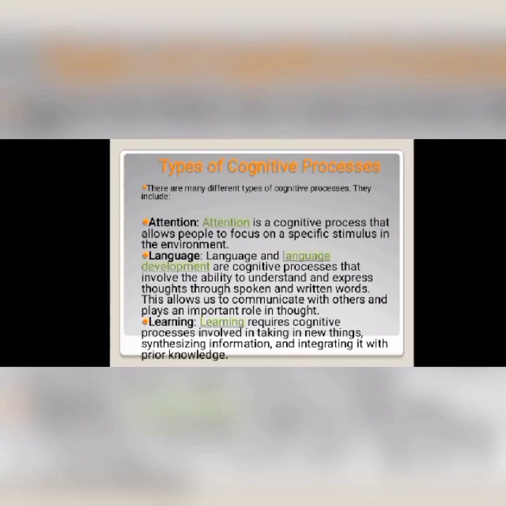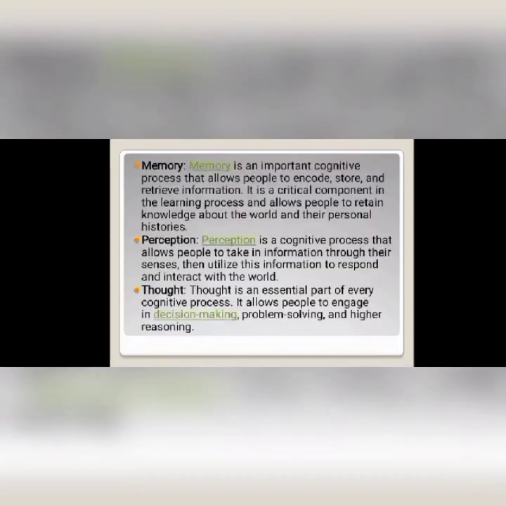Attention allows people to focus on a specific stimulus in the environment. Language involves the ability to understand and express thoughts through spoken and written words. Learning involves taking in new things, synthesizing information, and integrating it with prior knowledge. Memory allows people to encode, store, and retrieve information. Perception allows people to take in information through their senses, then utilize this information to respond and interact with the world. Thought allows people to engage in decision making, problem solving, and higher reasoning.